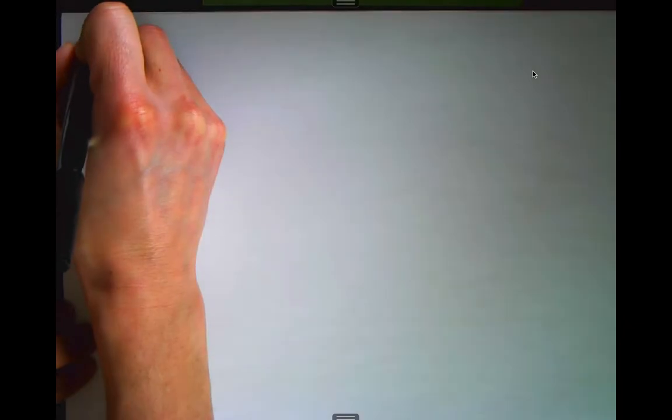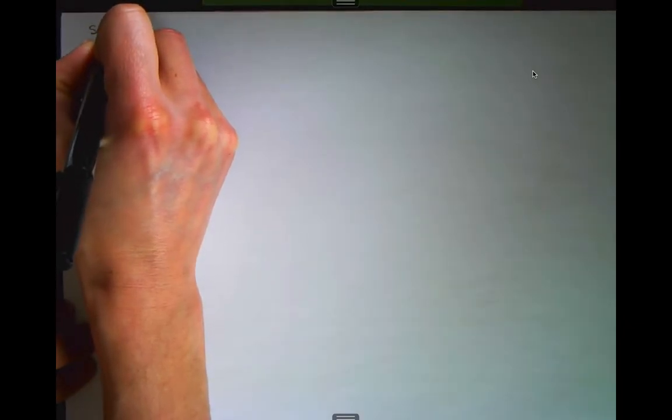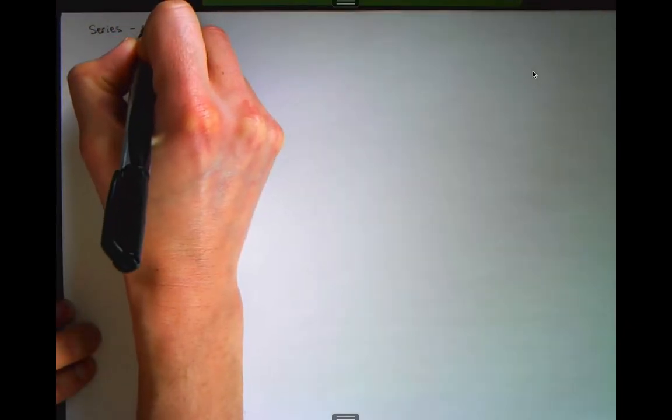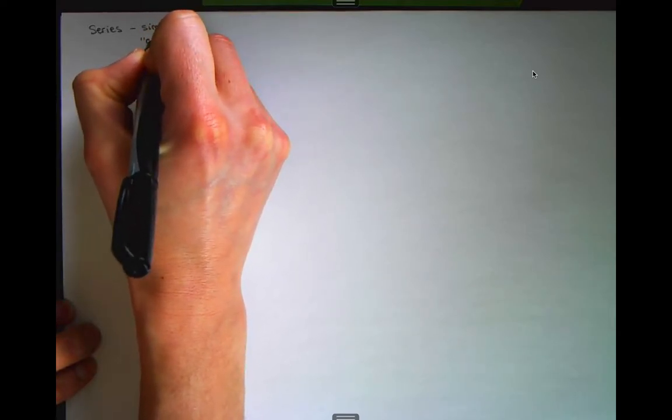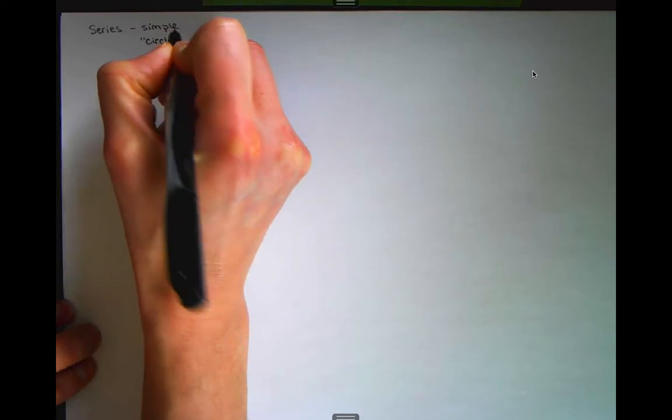All right, what I'd like to do today is walk you through the difference between series and parallel circuits. So let's start with series circuits. A series circuit is essentially a very simple circuit. I like to remember these as being connected in a circle. So series is kind of like a circle.